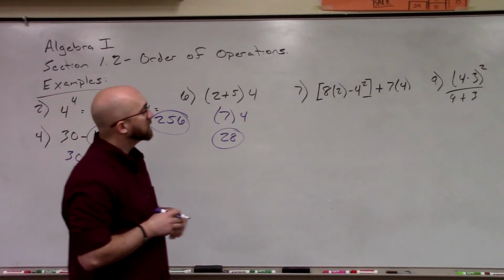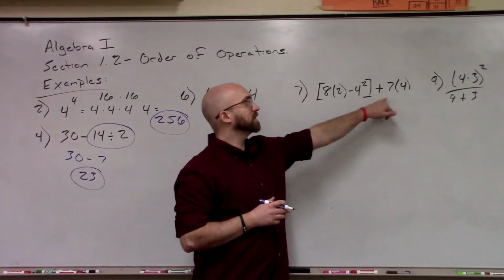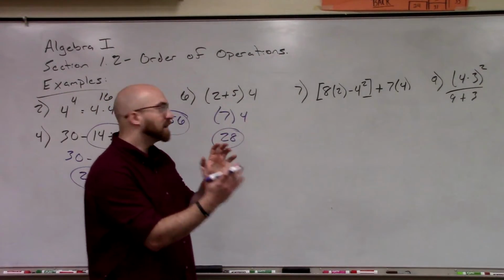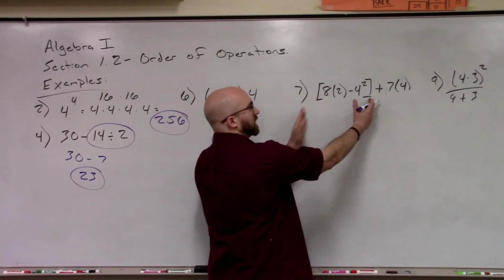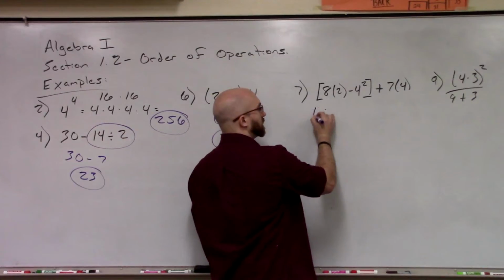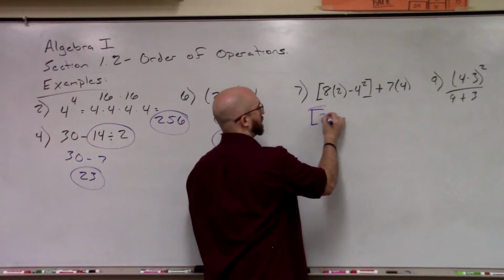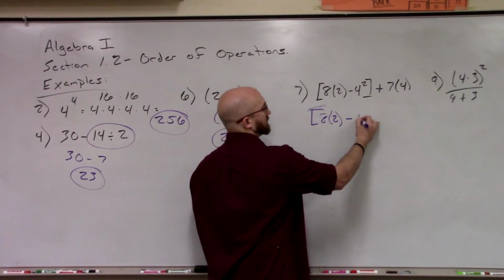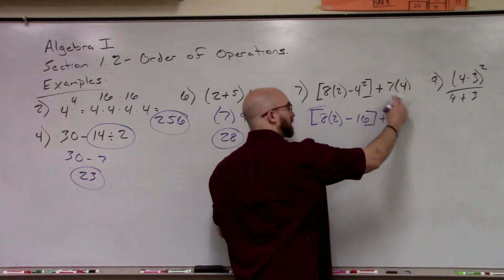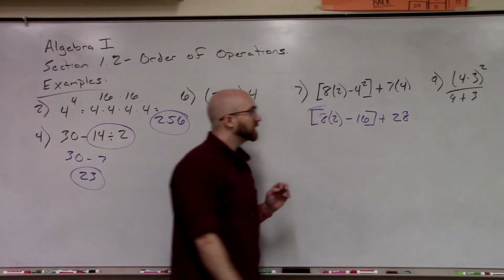Next, we have bracket 8 times 2 minus 4 squared, end bracket, plus 7 times 4. There's a lot more going on here, but we need to do the inside part first. Now, we need to do the exponents as the second step. So we'll leave the bracket there, 8 times 2 minus 16. I'm going to go ahead and multiply those together.